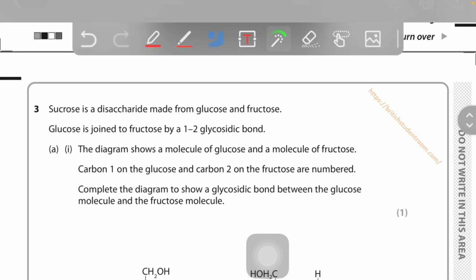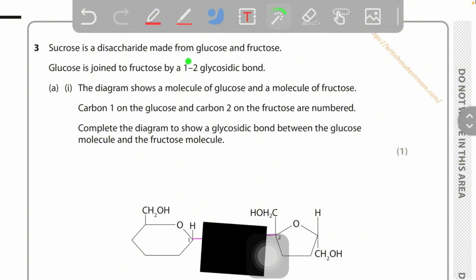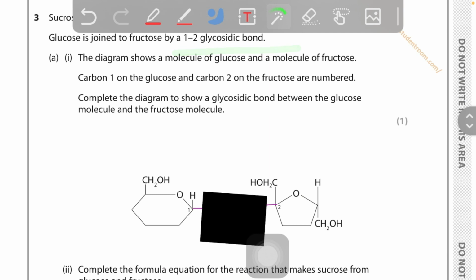So we're solving the May 2023 question paper, question number 3. Sucrose is a disaccharide made from glucose and fructose. Glucose is joined to fructose by a 1,2 glycosidic bond. The diagram shows a molecule of glucose and the molecule of fructose. Carbon 1 on the glucose and carbon 2 on the fructose are numbered. Complete the diagram to show a glycosidic bond between the glucose molecule and the fructose molecule.